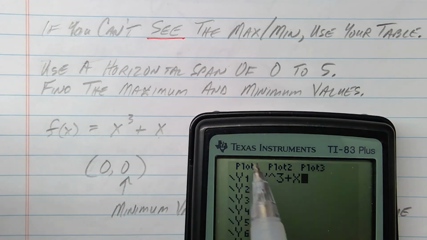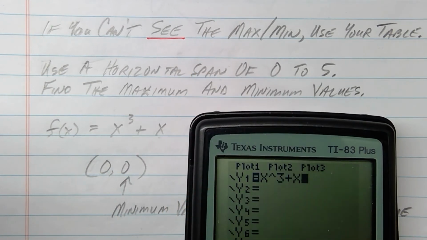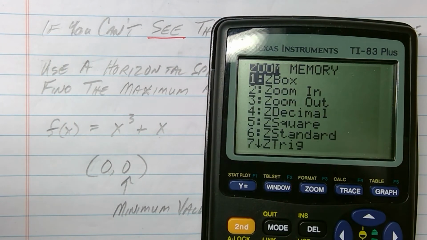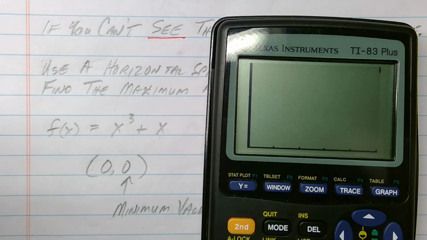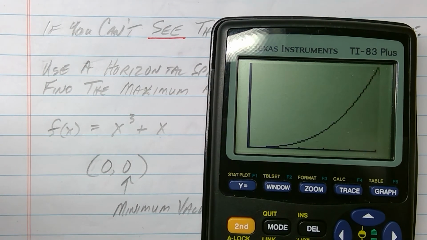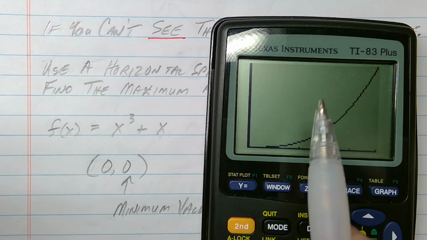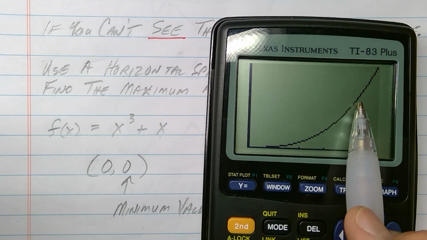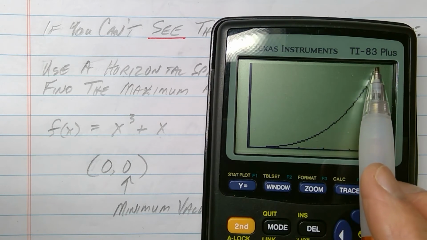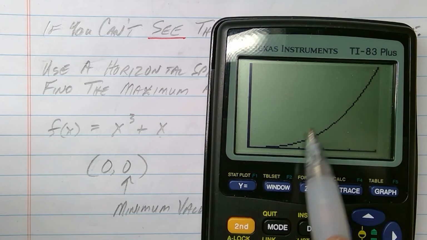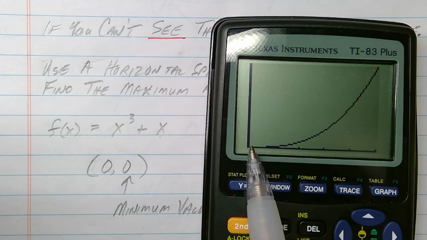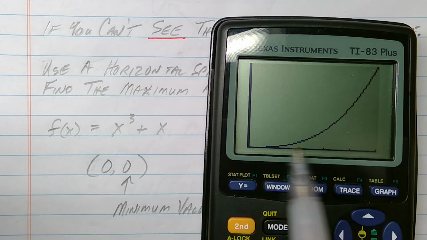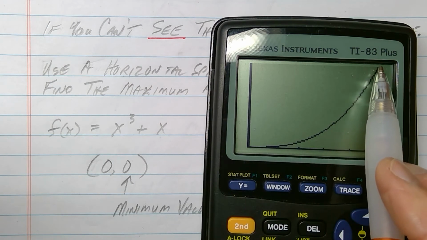So I'm putting in x cubed plus x. I'm going to set my window from 0 to 5 horizontally, so I'm going to set my x's from 0 to 5. I'm going to try zoom fit and see what happens. And if I have to adjust the window, I will. All right, so it looks like if we move to the right, it's going higher, higher, higher, higher, higher, higher. This is my maximum right here. This is the highest that this picture got from x's from 0 to 1, 2, 3, 4, 5. From 0 to 5, the highest that this picture got was that point right there.